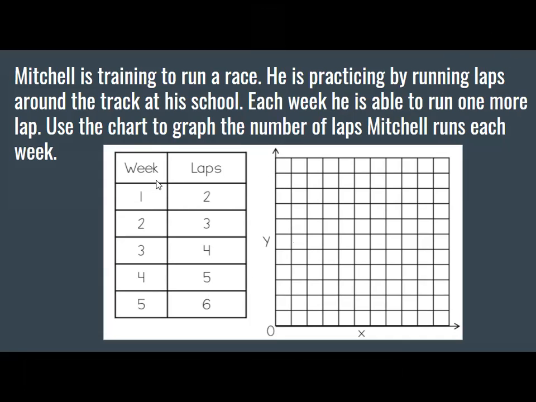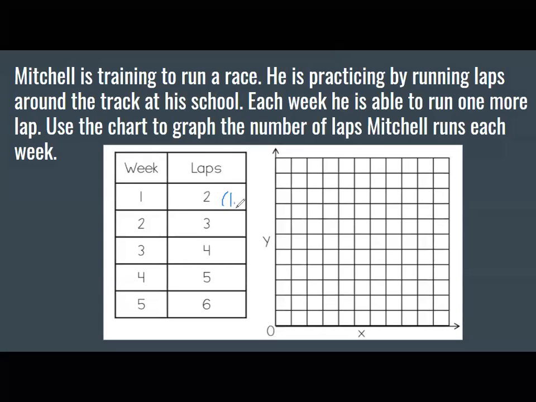So if we take a look, for week 1, he's going to run 2 laps. So we could create the ordered pair 1, 2, and graph that on our coordinate plane. So we're going to start at 0, 0, go over to the right 1, go up 2. And then for week 2, he runs 3 laps. So we're going to create the ordered pair 2, 3. So we'll go over to the right 2 and then go up 3 and put our point. And then for week 3, he's going to run 4 laps.